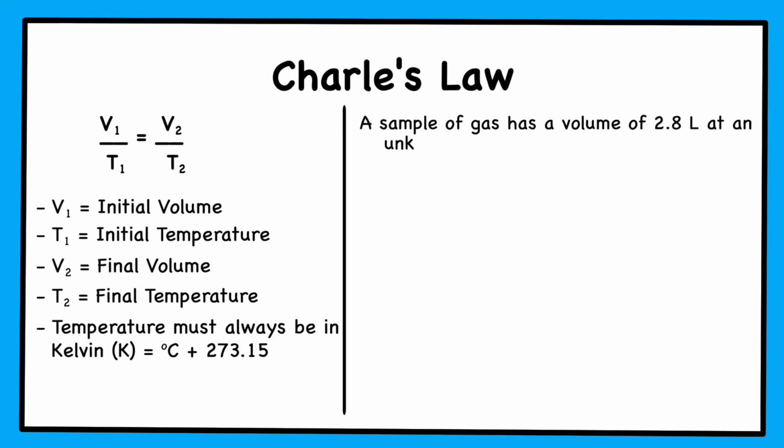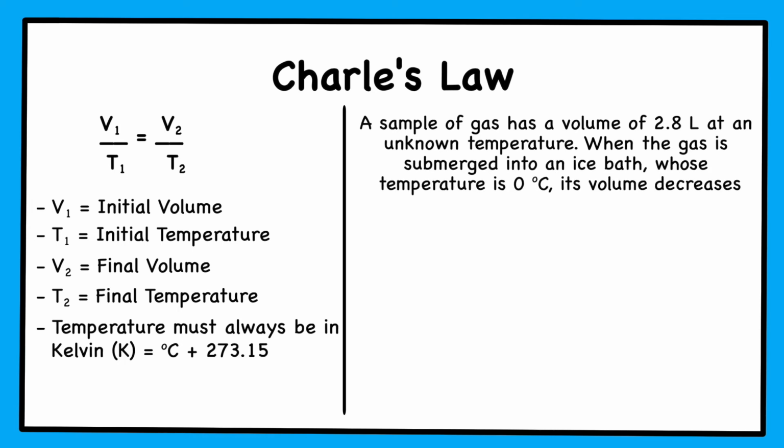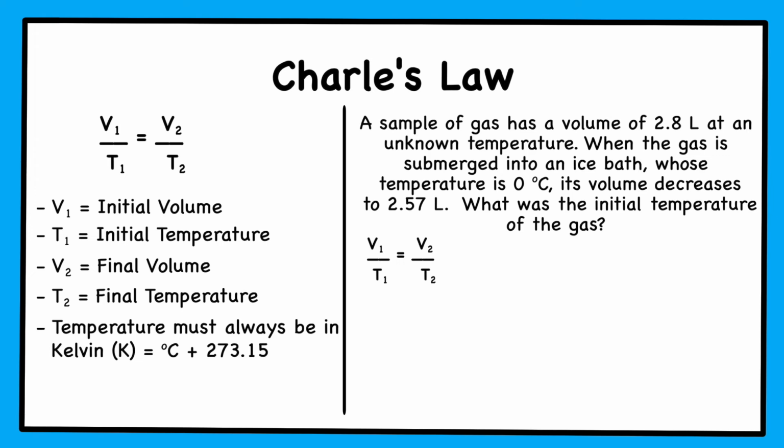A sample of gas has a volume of 2.8 liters at an unknown temperature. When the sample is submerged in an ice bath whose temperature is 0 degrees Celsius, its volume decreases to 2.57 liters. What was the initial temperature of the gas? So we see that this problem is dealing with temperature and volume, so it tells us that we are going to be dealing with a Charles's law problem. This means our formula is V1 divided by T1 equals V2 divided by T2.